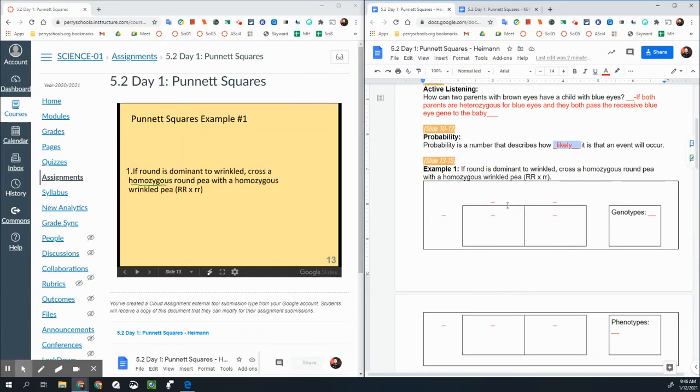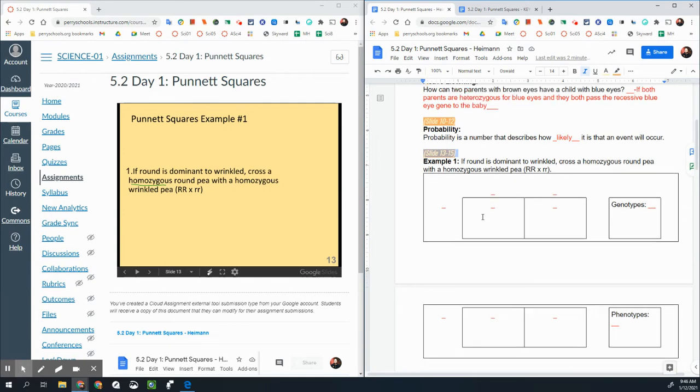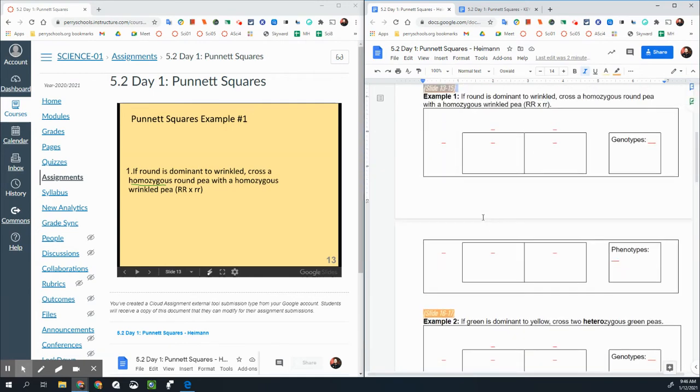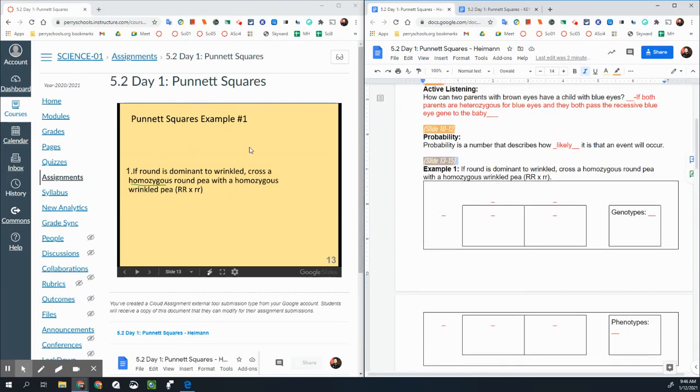All right, so we're going to do some example Punnett squares in slides 13 through 19. These are a lot of fun. The first one is if round is dominant to wrinkled, cross a homozygous round pea plant with a homozygous wrinkled pea. So the mix will be capital R, capital R, lowercase r, lowercase r. On my document over here, the father will be on top, capital R, and the female will be on the side, lowercase r, lowercase r.